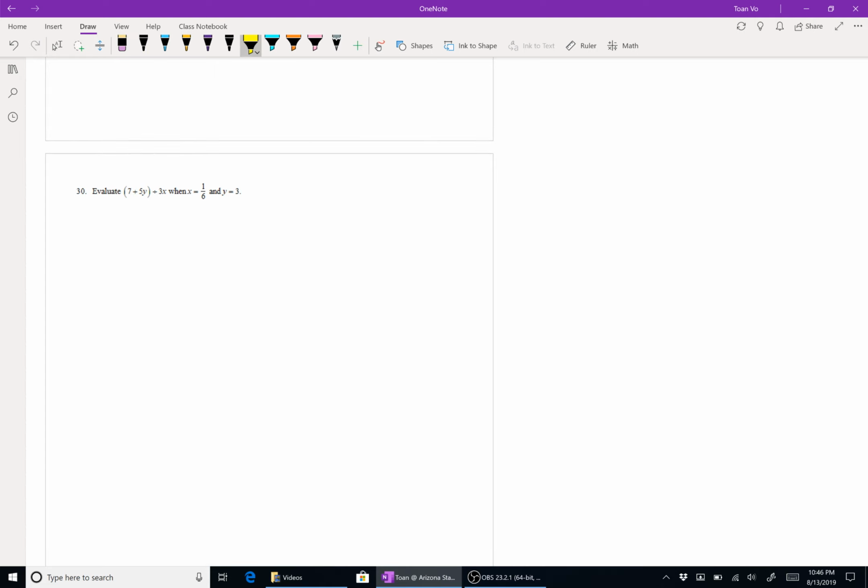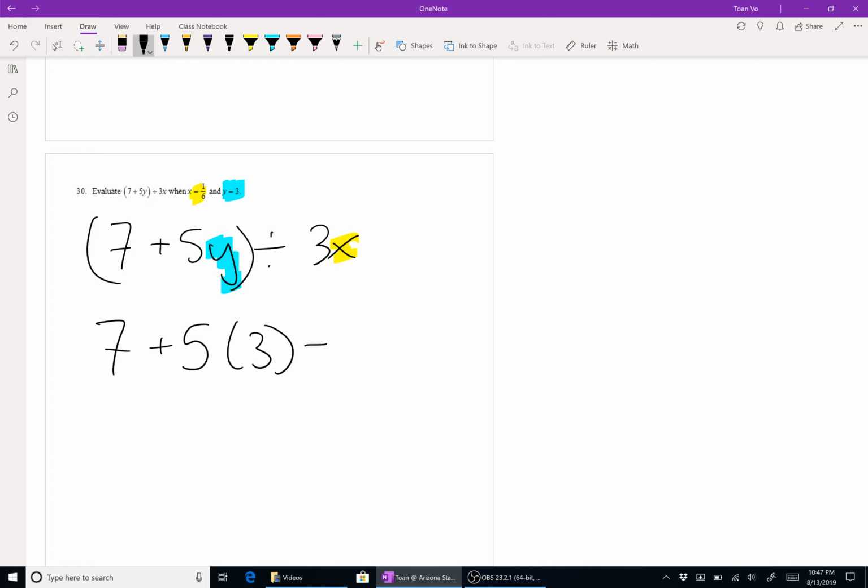More evaluation. Wherever you see an X, put a 1/6. Wherever you see a Y, put a 3. So that's 7 plus 5. And this, no, actually it does have X's. 5Y divided by 3X. So here's the X here. Here's the Y. So that's 7 plus 5. Instead of Y, put a 3. Instead of X, put a 6.